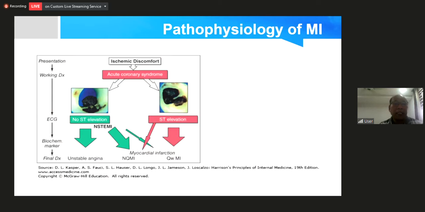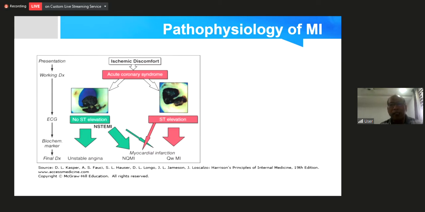This is again, actually, after AMI, the presentation, the working diagnosis, you do the ECG and the biochemical marker, then you get the diagnosis. The most important thing about the presentation is that it is typical chest pain. Normally the chest pain lasts about 5 to 15 minutes. It depends on the degree of the block, and it occurs suddenly.